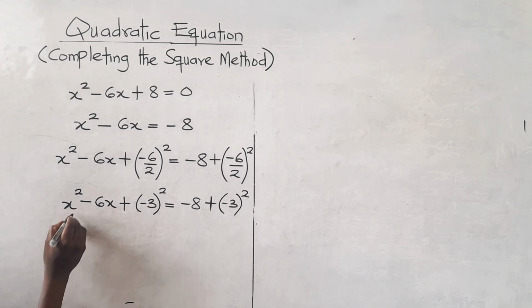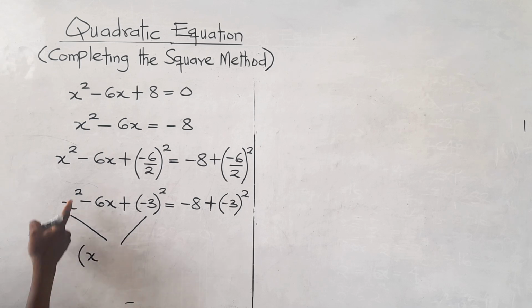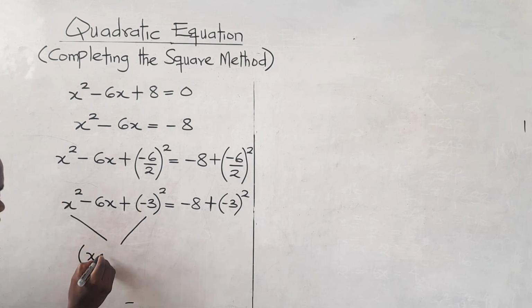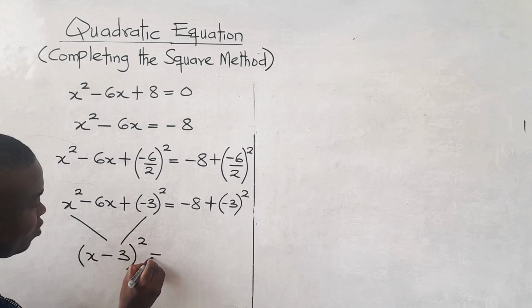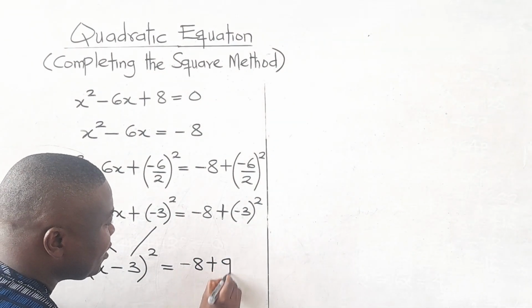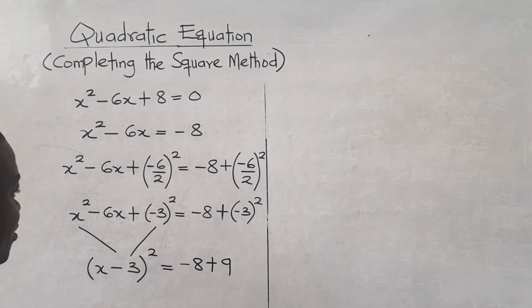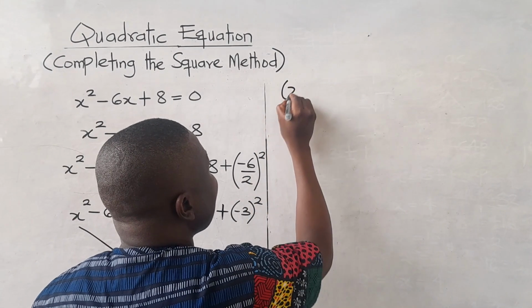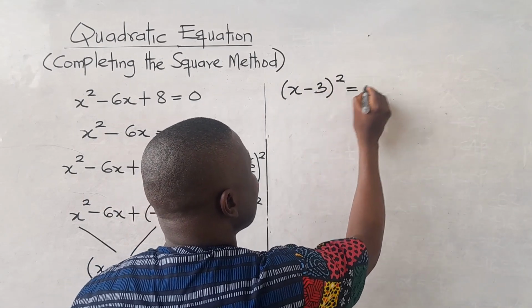because they all have squares, we can just use this. x, with square, put it here, minus 3 is also with square, or squared, equal to minus 8 plus 9. So let's come up here. This is the same thing as x minus 3 squared equal to 1.